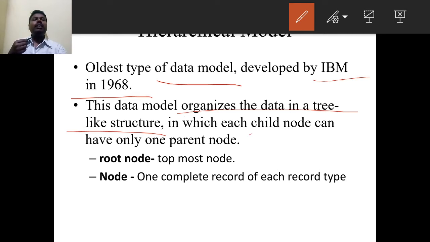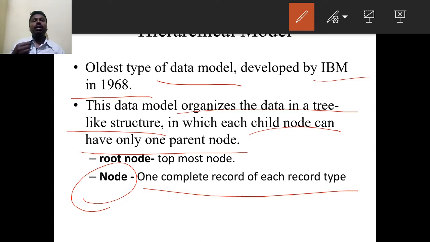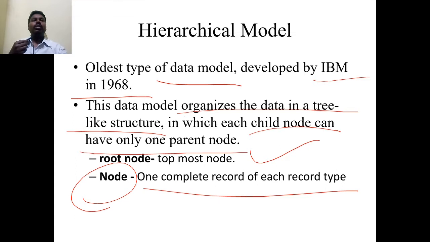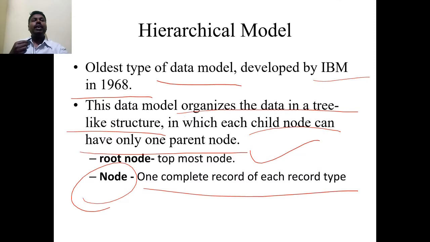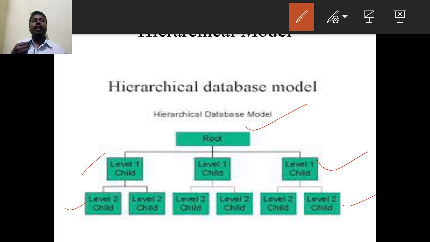Here each node can have only one parent node. The node is nothing but one complete record, and the topmost node is called the root node. You can see the structure, so you should be able to understand. Each box is called a node. What is a node? A complete record of each record type is called a node. This node is used to store the record. This is one node and this is one node. These are all called nodes.